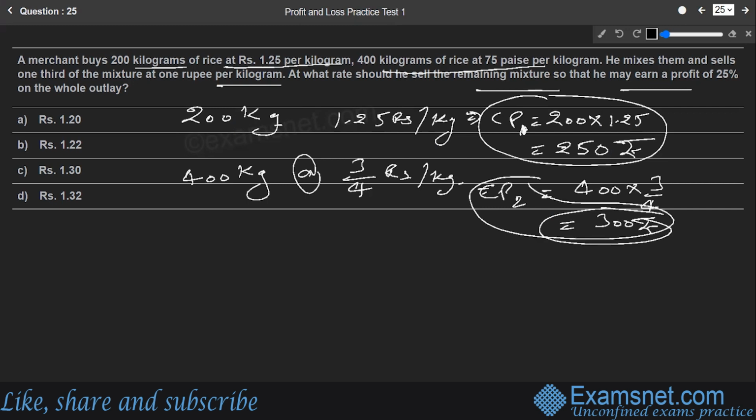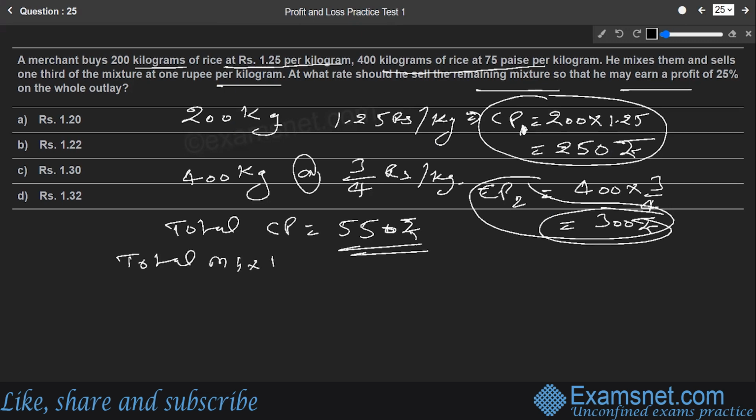So the second cost price is 300 rupees. First cost price is 250 rupees. So what is the total cost price? The total cost price comes out to be 550 rupees. Okay. Then he mixes them and sells. As they say, he mixes both types of rice. So how much will the total mixture be? First was 200, then was 400. The total mixture is 600 kg. This much is the total rice available with me.